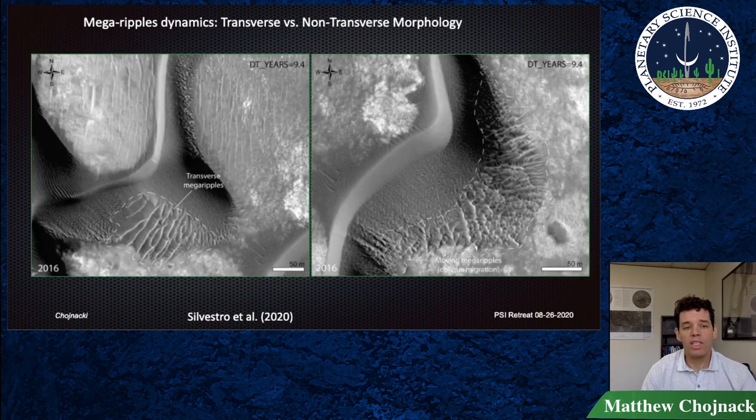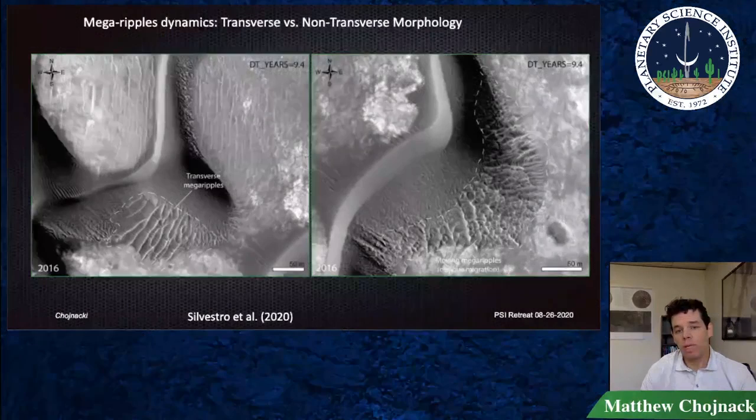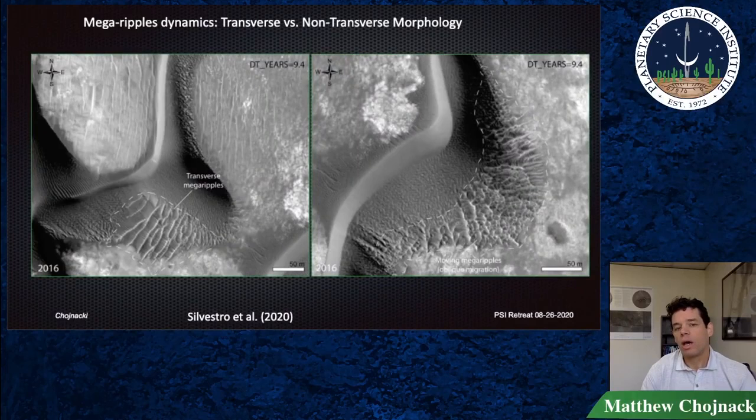In these two animations, while most of the mega-ripples we've seen so far have a transverse motion, like in the left plot, the right plot, a dune with mega-ripples on it, shows much more complicated dynamics with non-transverse morphology, oblique motions, linear motions of some of the bedforms, just to point that out.